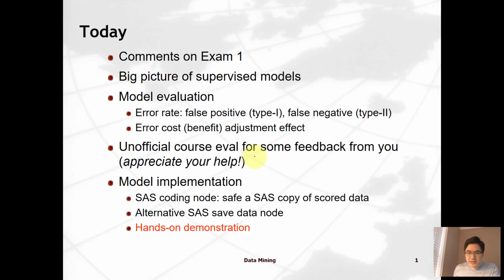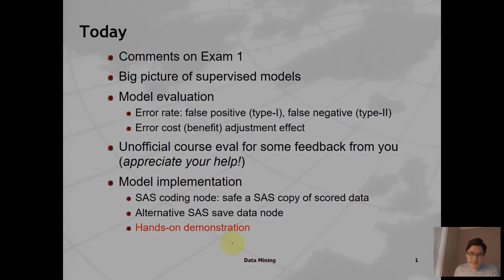And after that, I will finish today's video lecture with a small section about model implementation or model deployment in the SAS Enterprise Miner environment. I'll do a few demonstrations on how to do those and highlight a few key points or things to modify from the PDF tutorials.